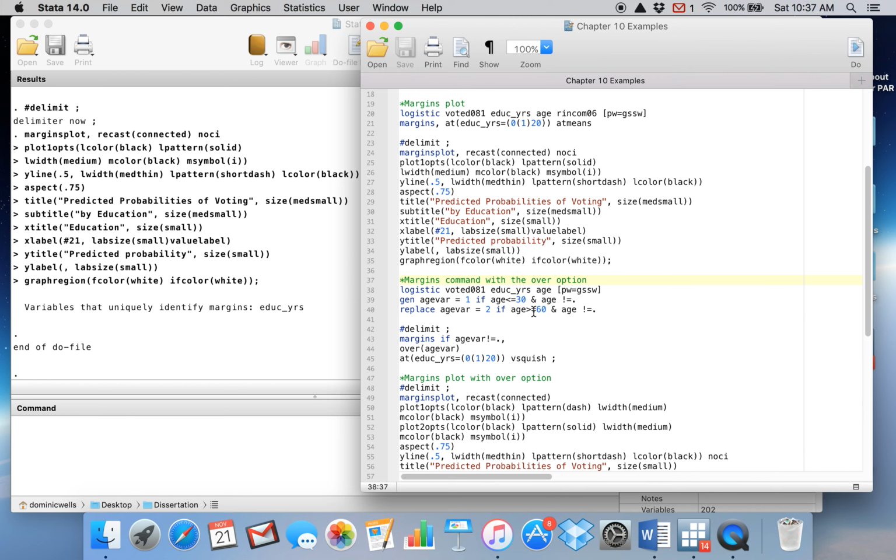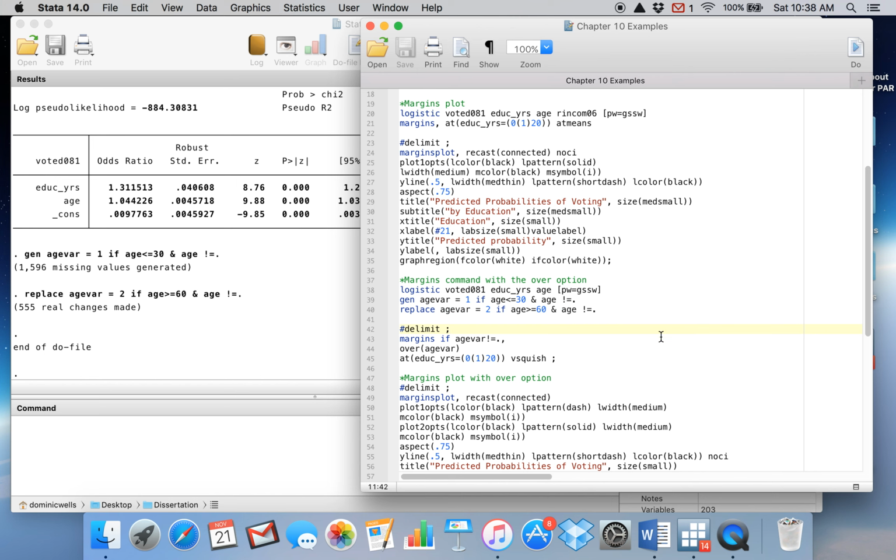So this says age greater than or equal to 60, and age that doesn't equal missing. So we're going to cut out the missing data. So here we go. We created our new variable, and now we're going to use the margins command again, and the over option, to figure out how the probability of voting differs between these 2 groups.